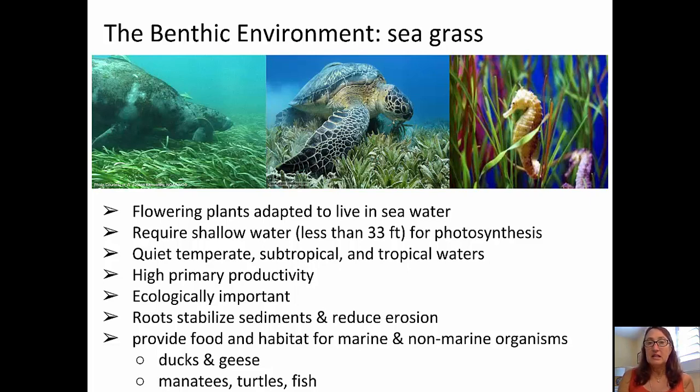Seagrass is actually a flowering plant that's adapted to live in seawater. It does require light, so it is found in water that is less than about 33 feet deep. It's temperate, it's subtropical, and tropical waters. It has a high primary productivity, and it's a very ecologically important environment. The roots there help to stabilize the sediments and thus reduce erosion. And seagrass provides food for not only marine organisms, but things like ducks and geese as well.